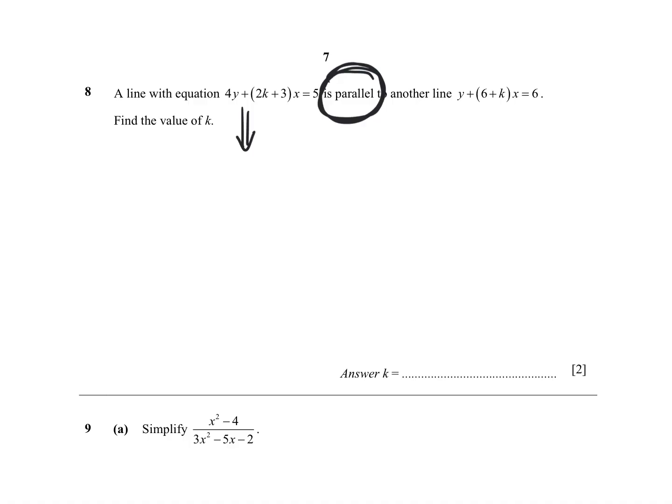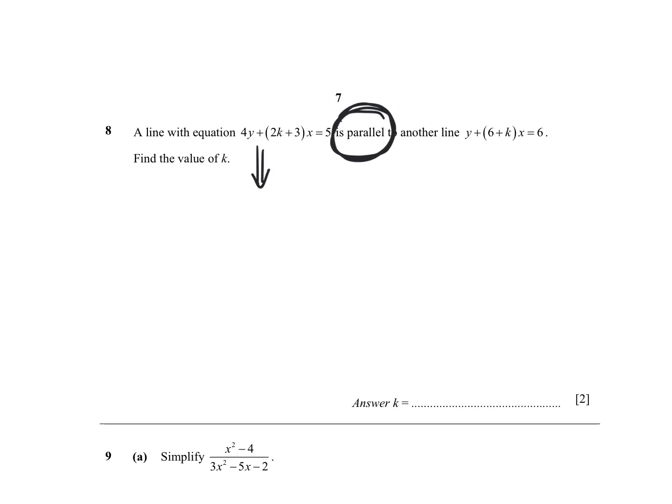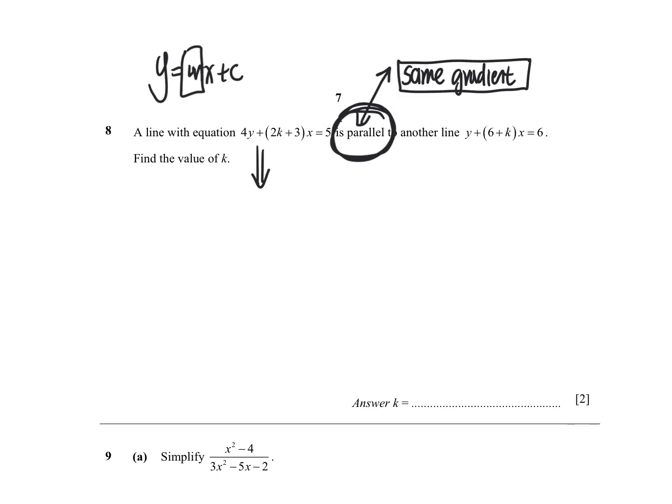Okay, anyway, parallel means what? They will never meet. Just straight lines, they will never meet. But what else is important here? They have the same gradient. So remember, straight line is always y equals to mx plus c. So I need to go and find their gradient.